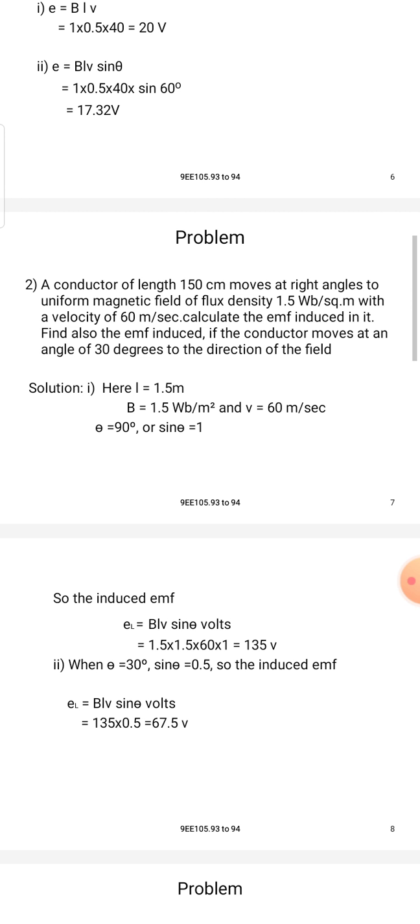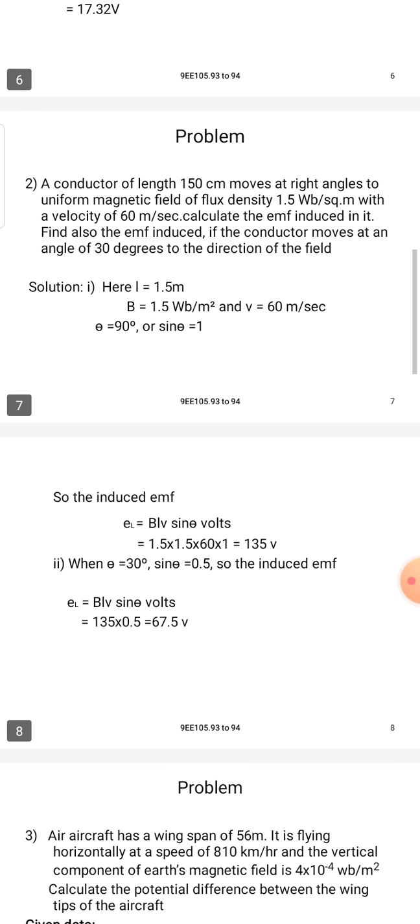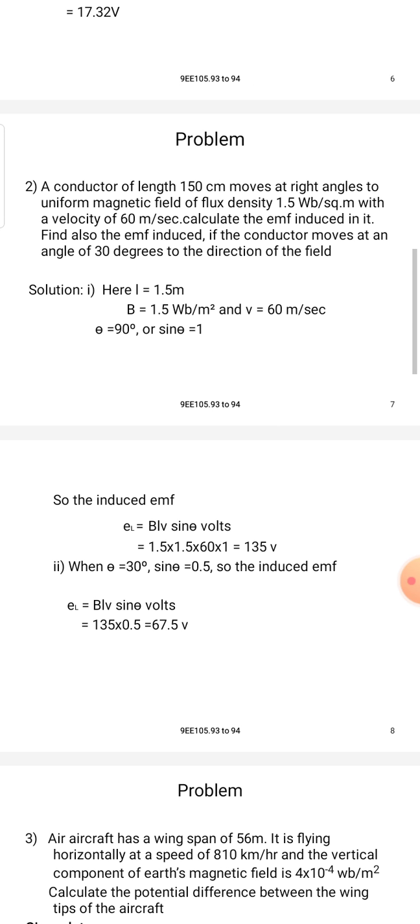Magnetic flux density B is equal to 1.5 Weber per meter square, and the velocity is 60 meters per second. The angle theta is 90 degrees.